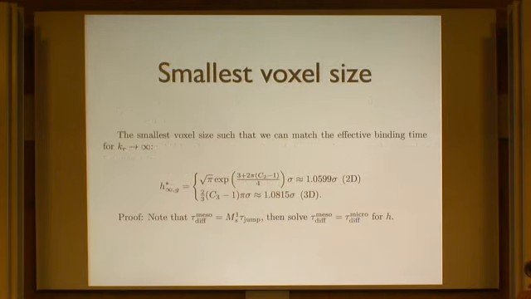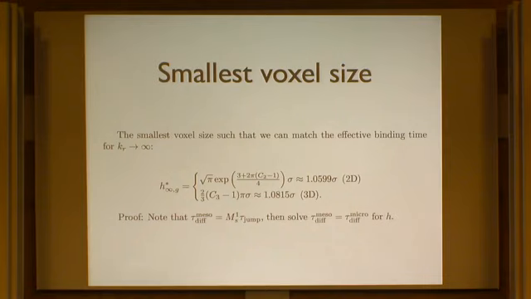The second thing we want to derive is the corresponding h star infinity. So the smallest voxel size such that we can match the effective binding time for Kr, in this case, I'll just add a G here, that's for the generalized model. So in this case, we get that the smallest voxel size will be approximately 1.6 times sigma in 2D and 1.8 times sigma in 3D.